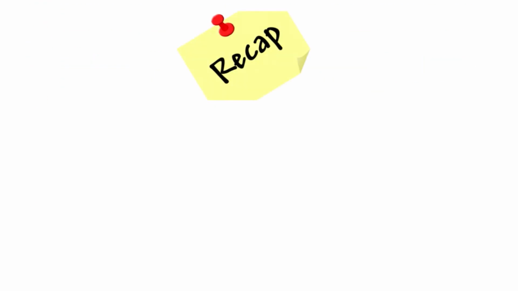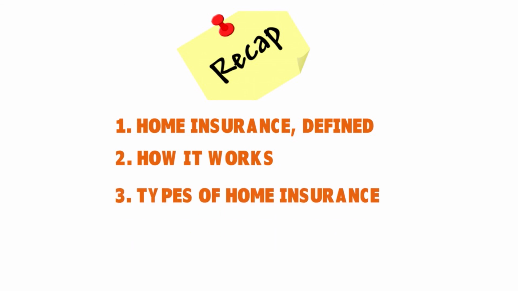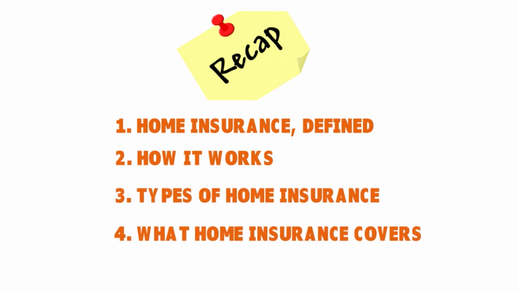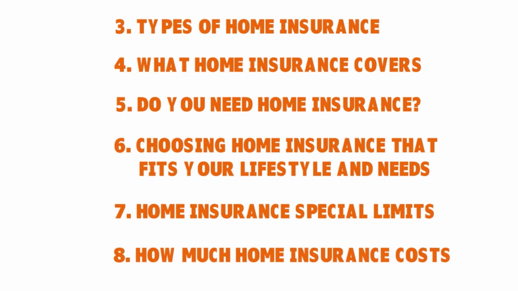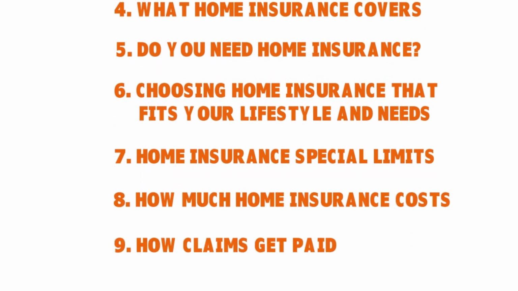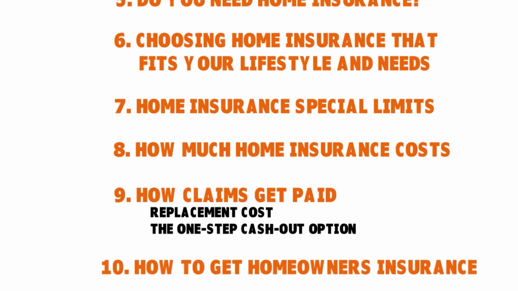This is today's recap. I was talking to you folks today about a lot of stuff, and if I had to recap, I spoke about home insurance, the definition, how it works, types of home insurance, what home insurance covers, do you really need home insurance, choosing home insurance that fits your lifestyle and needs, home insurance special limits, how much home insurance costs, how claims get paid, the replacement cost, the one-step cash out option, and I also told you about how to get homeowners insurance.